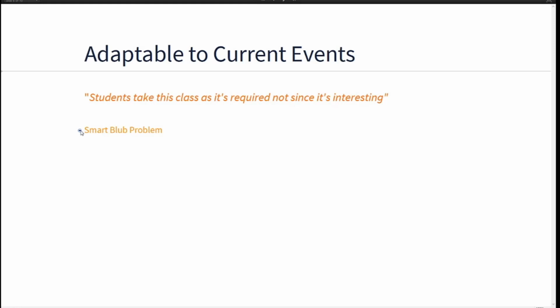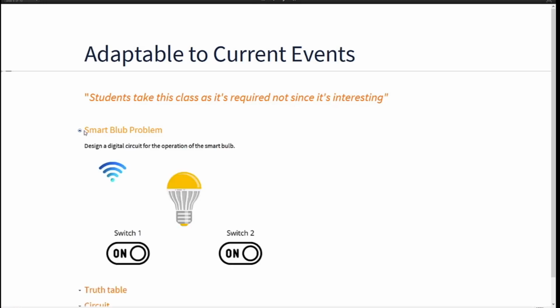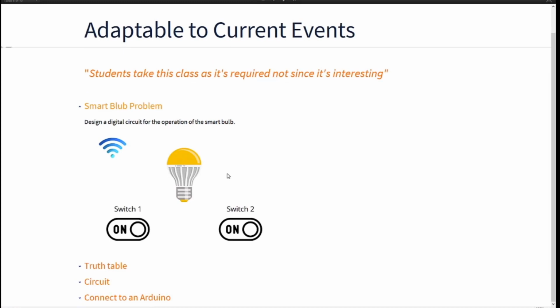Now, let us look at an example of how the Combinational Circuit Lab was adapted to solve the smart bulb problem. Let's say you have just bought a smart bulb and you have two smart switches that you want to connect to, but you have a problem.